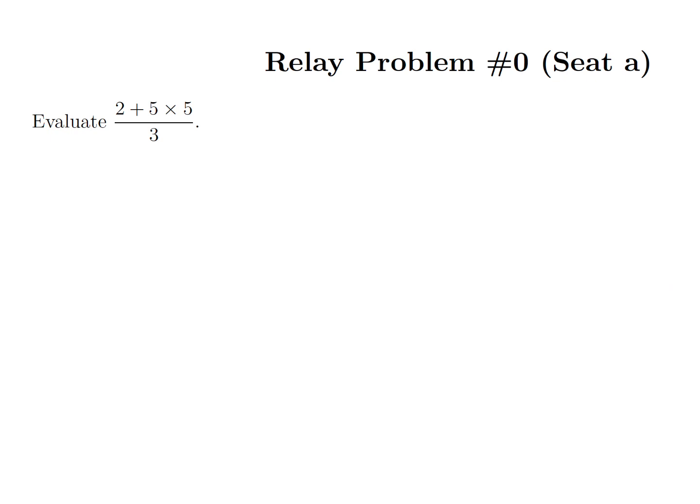Evaluate 2 plus 5 times 5 over 3. 2 plus 5 times 5 is 25, over 3. So that would be 27 over 3, and that is equal to 9.